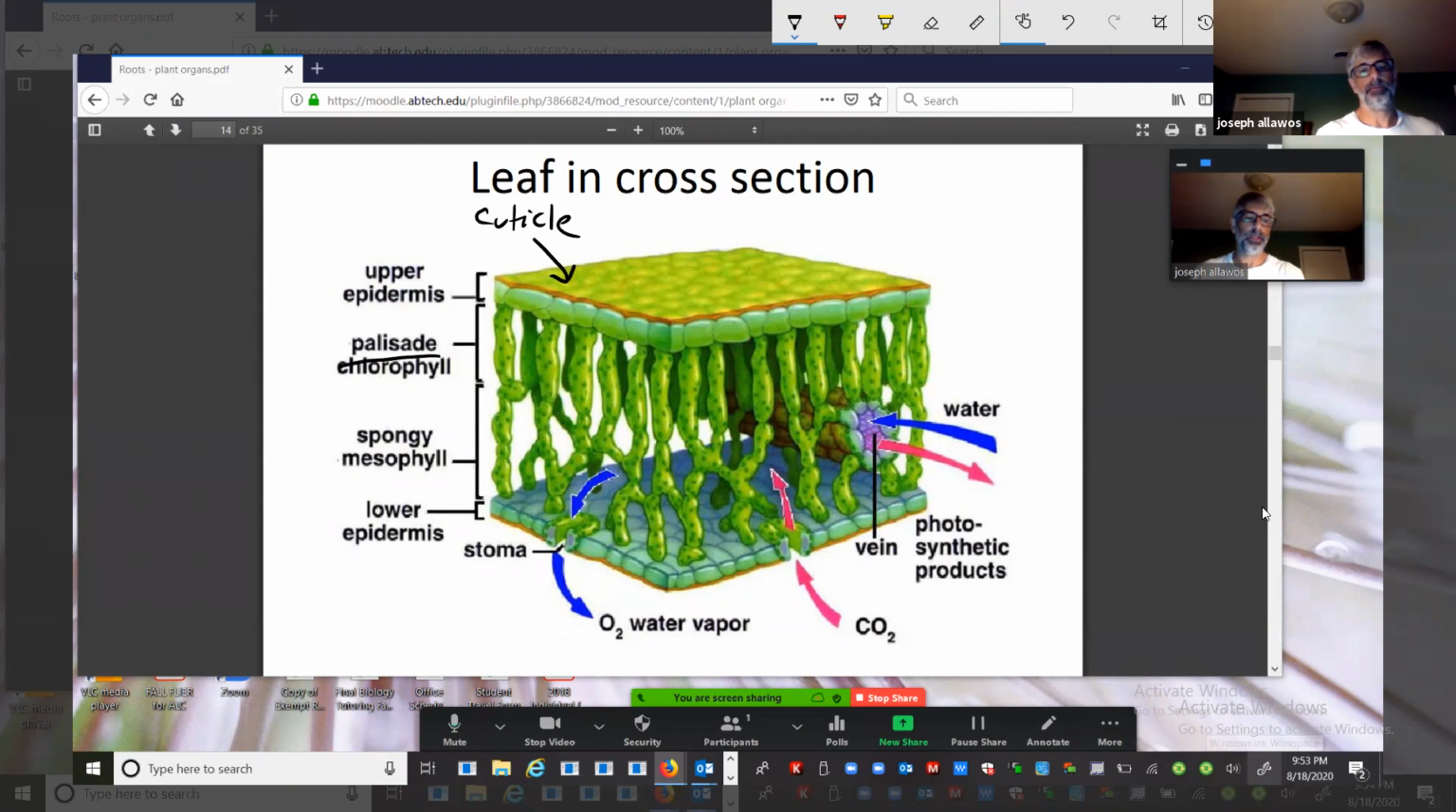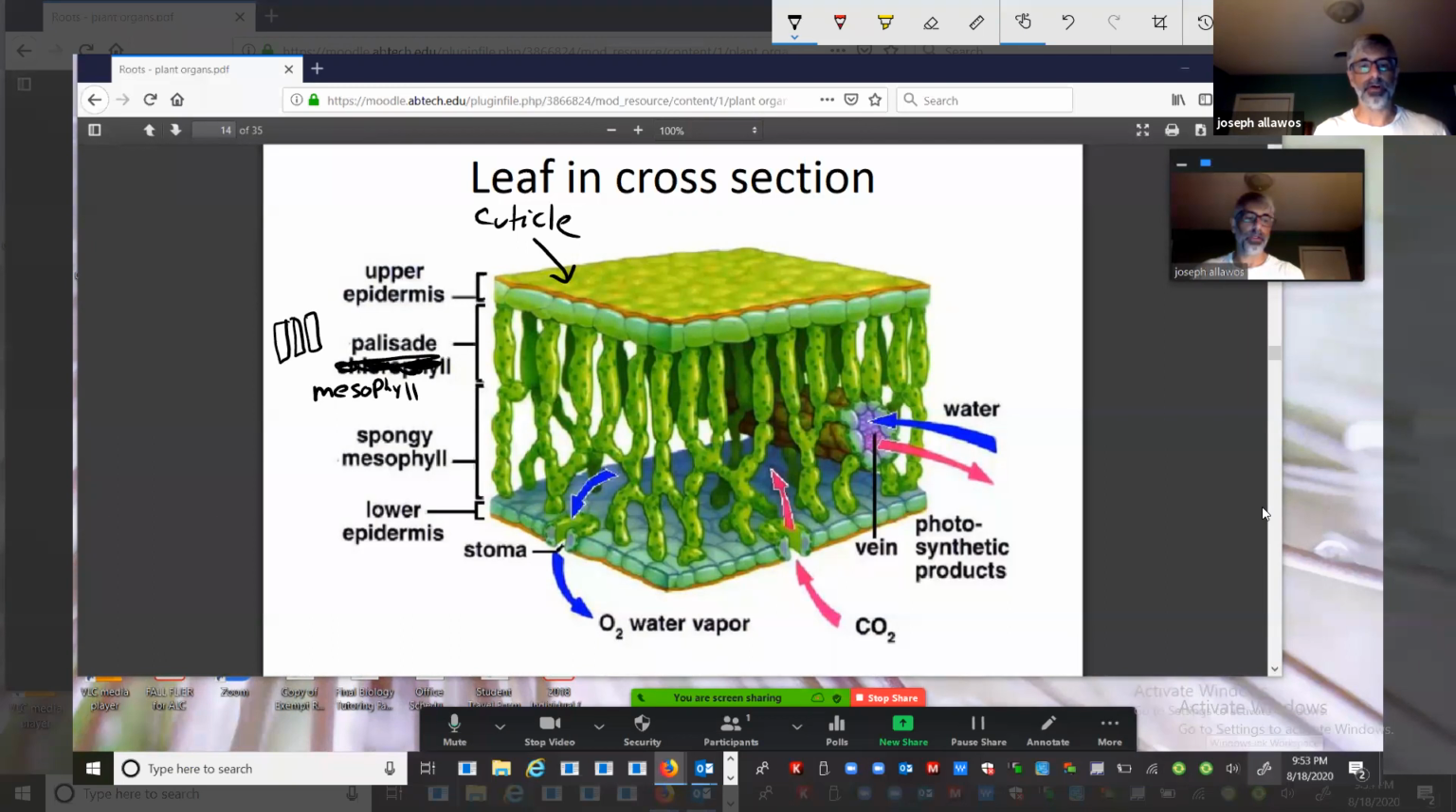Okay. Then we have, this is the incorrect word right here, this next layer right here, which is called the palisade mesophyll, not chlorophyll, of course. Chlorophyll is a molecule. And palisade is like a column. These are very column-shaped kind of cells like this. And we're going to see an electron micrograph in the next slide where you actually get to see a real leaf and you can see if you can pick out the layers.